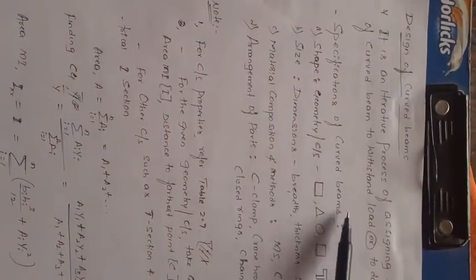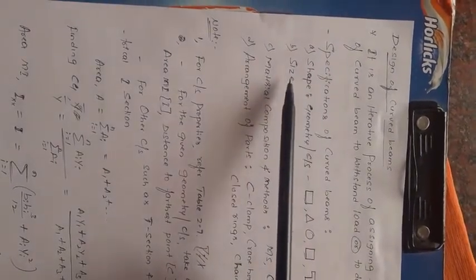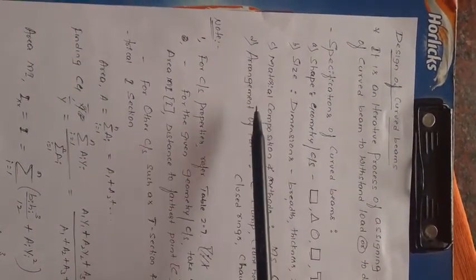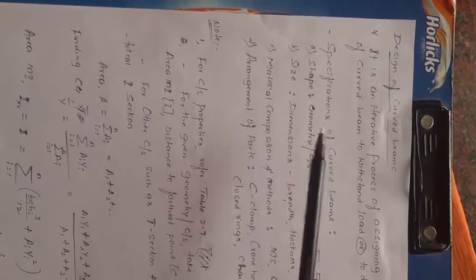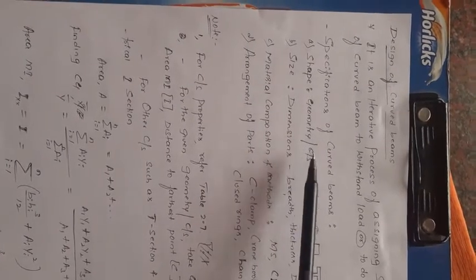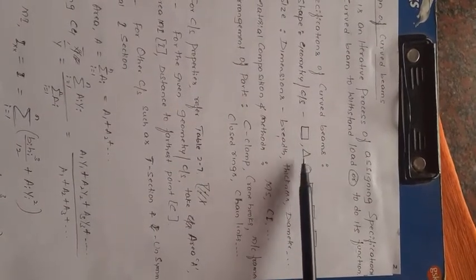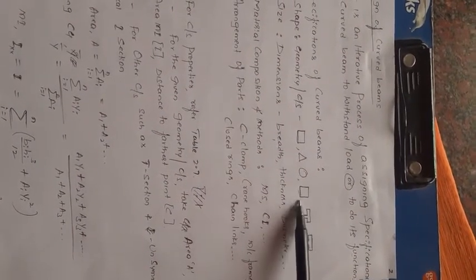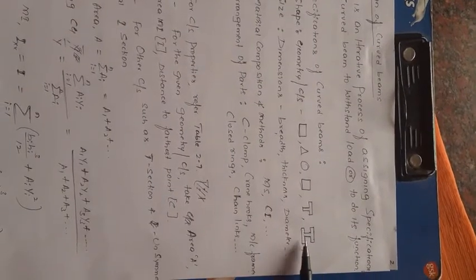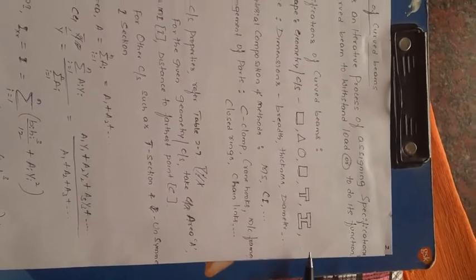First, we know the specification of curved beams. As you know, the specifications are related to the shape, the size, material and its composition, and arrangement of parts. Now first comes the shape of curved beams. The shape is related to what? Geometry or the cross section. Usually the curved beams may have a rectangular cross section, triangular, circular, square, I section, T section, symmetrical I section or unsymmetrical I section, etc. Those are the geometry or the cross section of the curved beam.